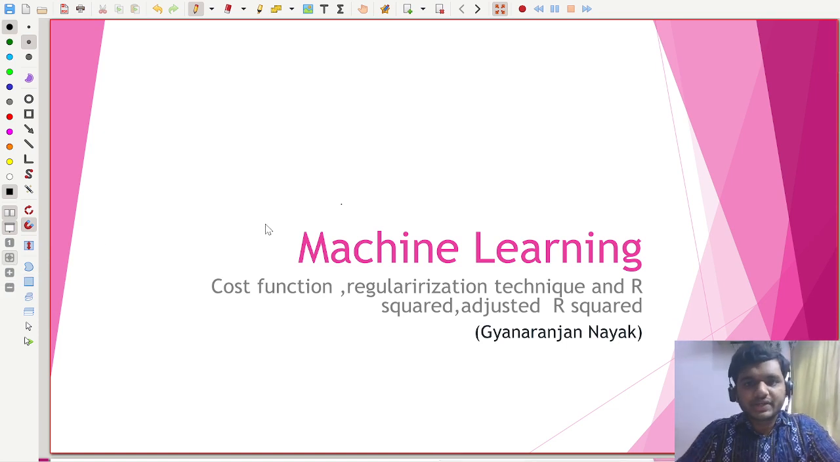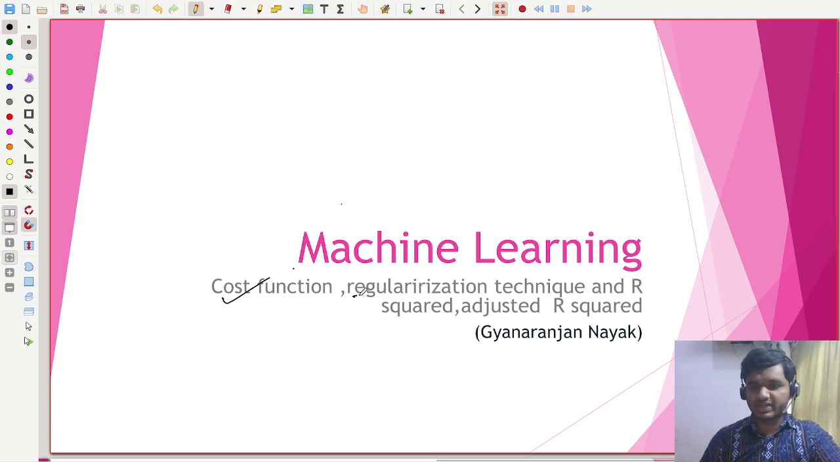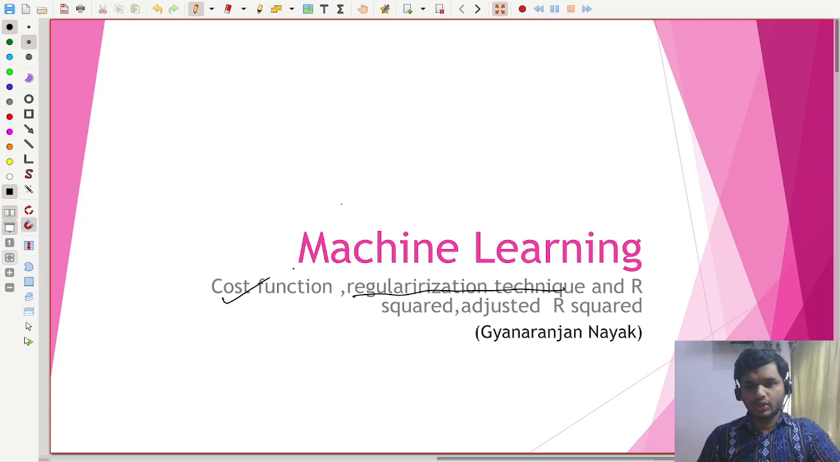Hello learners, in today's class we'll discuss the different types of cost functions and different types of regularization techniques, and R square and adjusted R square. Okay, so let's start the class.